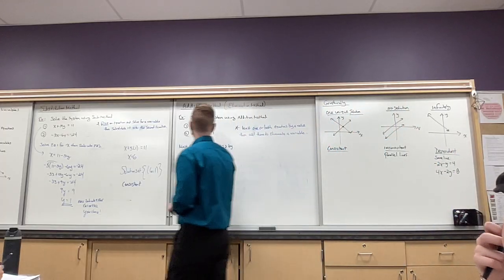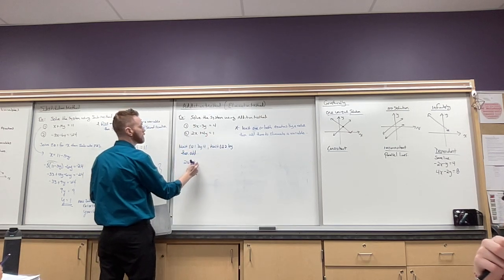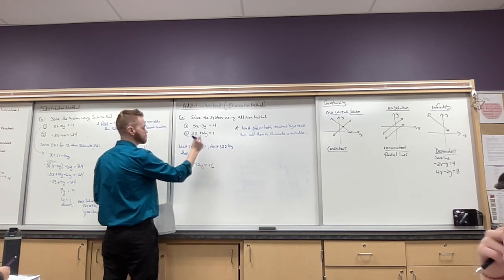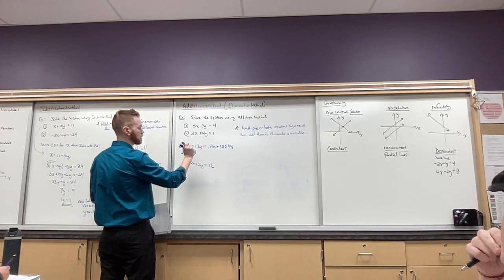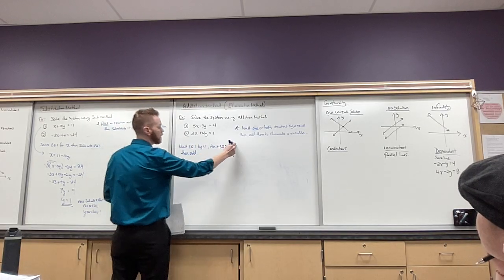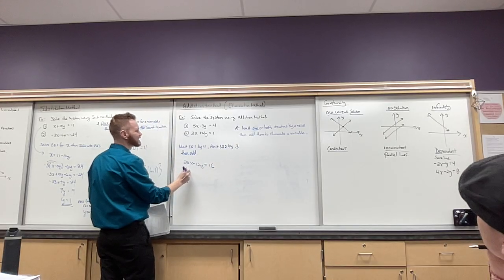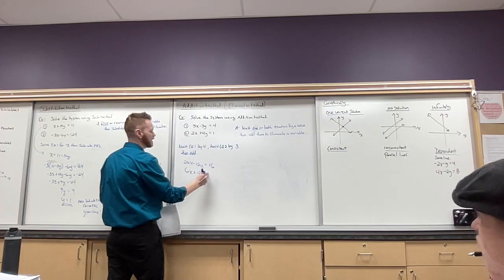Okay, so this is by 4. So this would be 20x minus 12y equals 16. Let's see, I didn't even finish the sentence, did I? Nope. There we go. Multiply equation 2 by 3. This will be 6x plus 12y equals 3.